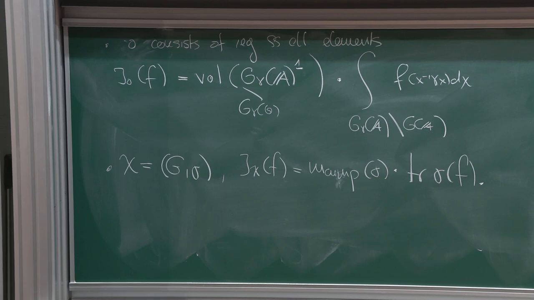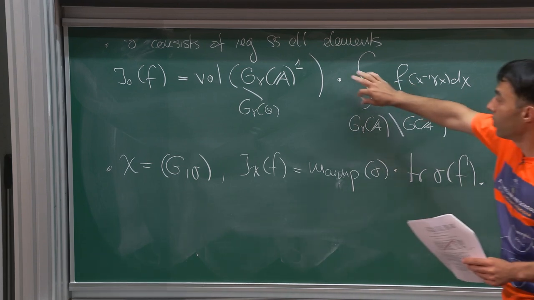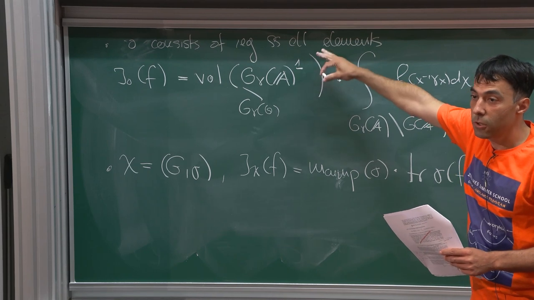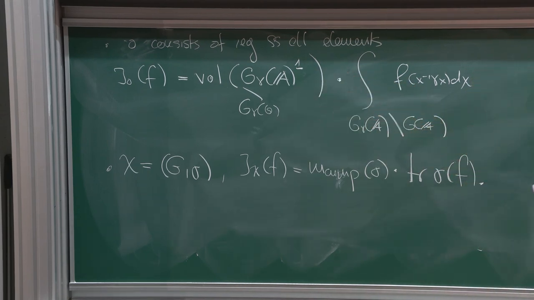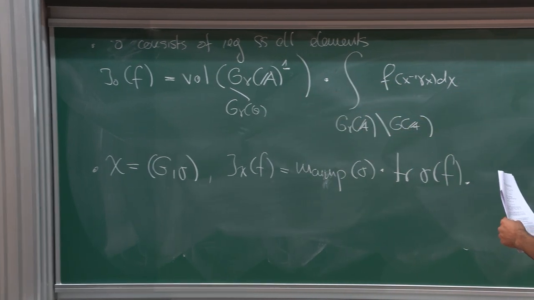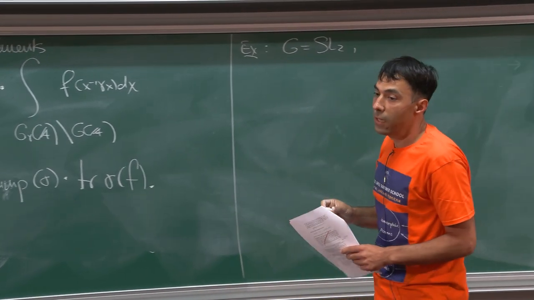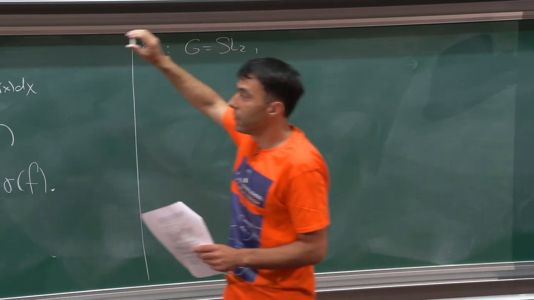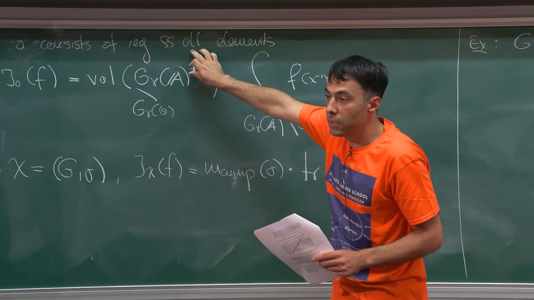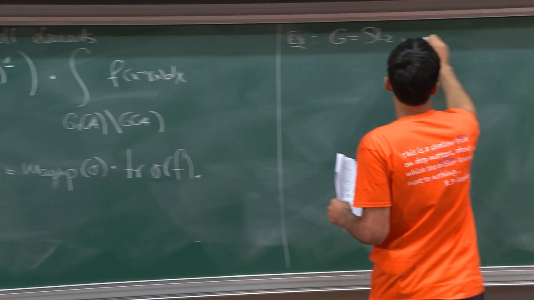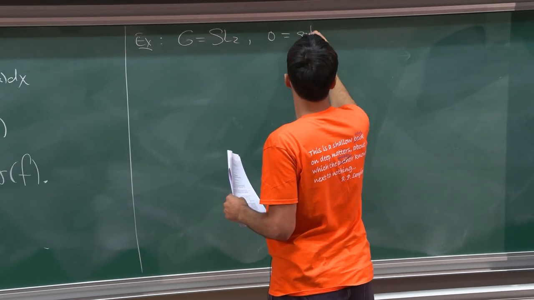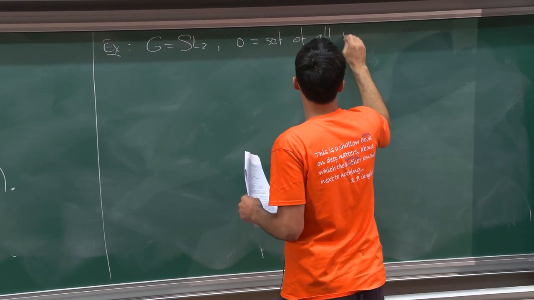So I'm going to talk about this in a moment. But maybe before I do this, let me give you an example of a term here that is not of this nature, so that you can get maybe a little bit of a feeling. So the example is going to be for the group SL_2. And I'm going to take an equivalence class that is the exact opposite of the equivalence classes we're considering here. Namely, O is going to be the set of all unipotent elements.